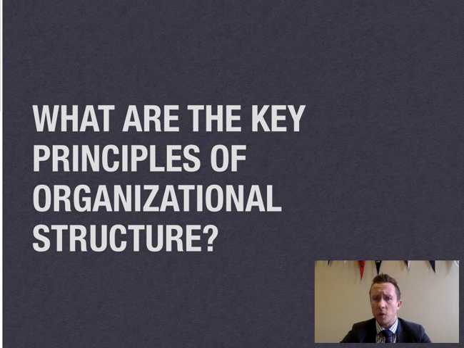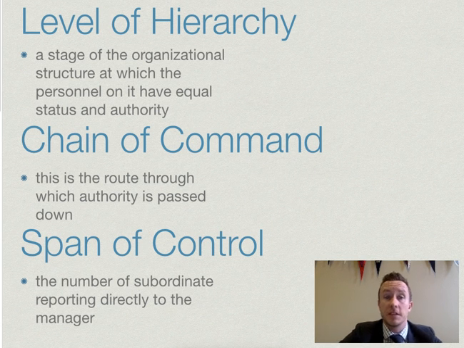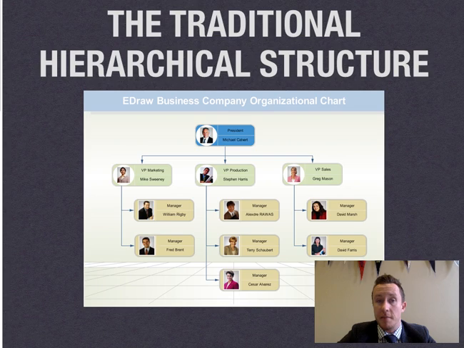So what are the key principles of this organizational structure? Well, there are rules by which we have to make them, and there are ways in which they are designed. There are three principles that I want you to be aware of. The first is a level of hierarchy. The level of hierarchy is a stage of the organizational structure at which the personnel on it have equal status and authority. So if we go back to our example, we know that the VPs all have equal status and authority as it appears in this organizational chart.